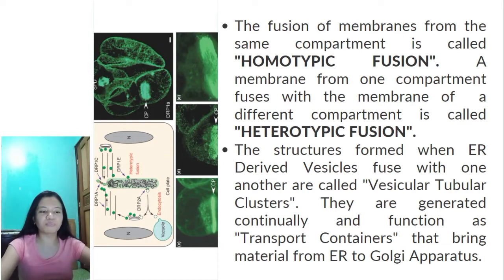So, the structures formed when ER-derived vesicles fuse with one another are called vesicular tubular clusters. So, yung mga nabubuong structure kapag yung mga ER-derived vesicles nagpo-fuse with one another tinatawag sila na mga vesicular tubular clusters. So, nag-generate sila continually and nagpa-function sila as transport containers, which is nagbe-bring sila ng material galing sa ER papunta sa Golgi apparatus.